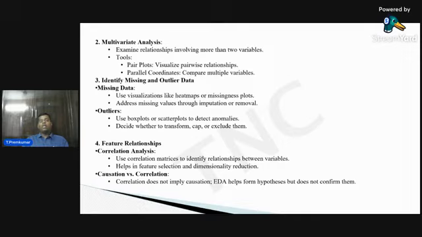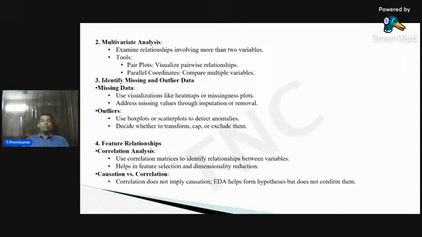And the third one is identifying missing and outlier data. We have discussed missing values and outliers many times. For missing data, use visualizations like heat maps or missingness plots, and address the missing values through imputation or removal. For outliers, use box plots or scatter plots to detect anomalies, and decide whether to transform, cap, or exclude them. That is what we have in identifying missing and outlier data.